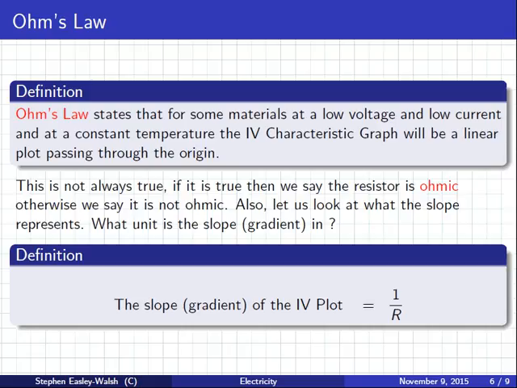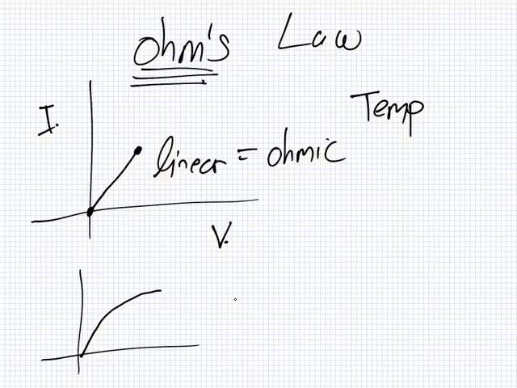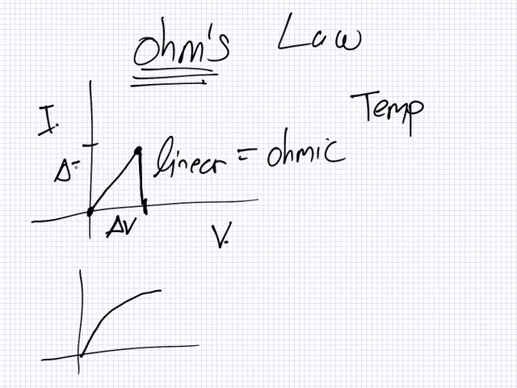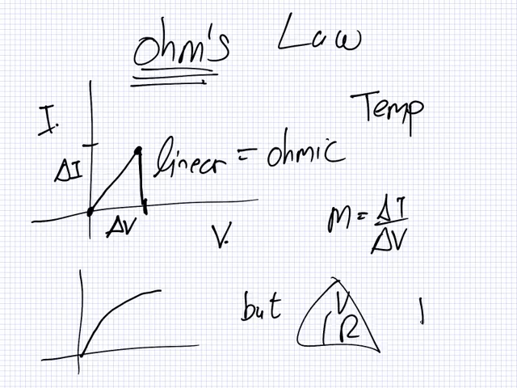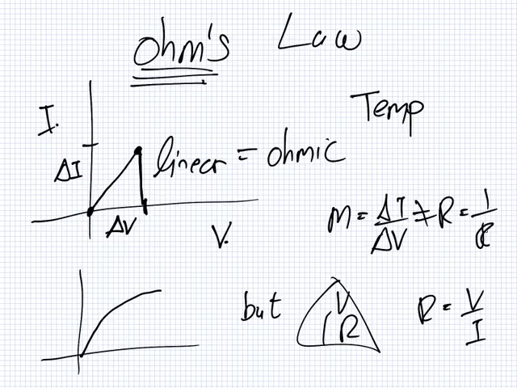What's wrong? You have a question? Why is the slope 1 over R? So, here, this is V. Here, this is I. So the slope is I over V. But, if you look at the triangle, R is V over I. So this is not R, it's 1 over R. It's the wrong way.